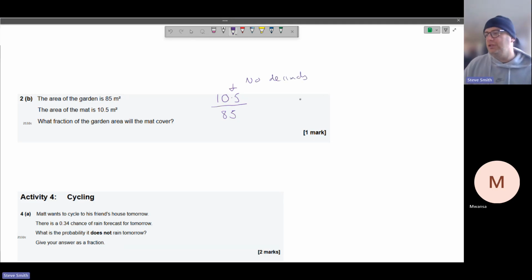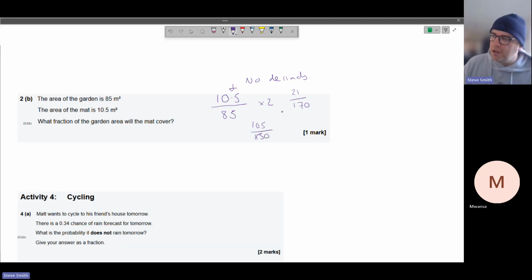So we can't have decimals in fractions. There are 2 ways to get rid of that decimal. We either times both top and bottom by 2 and make that 21 and that 170. Or sometimes I just think, I'll just bounce it up 1, so I'll go 105 over 850. I just move the decimal place by times it by 10.